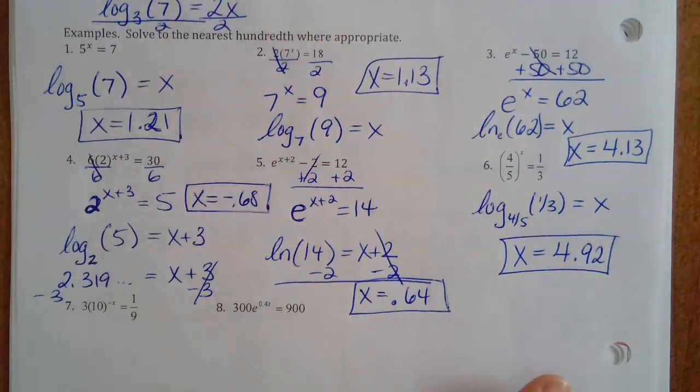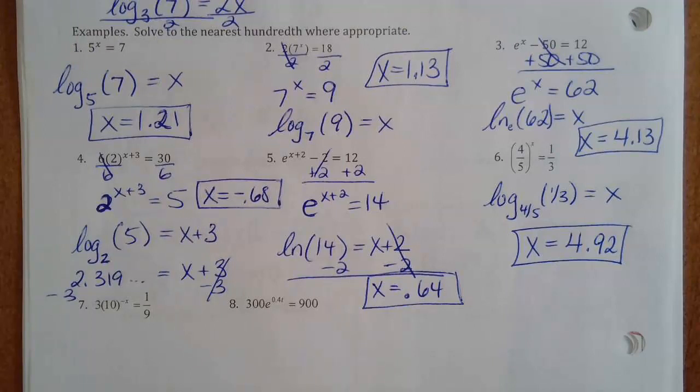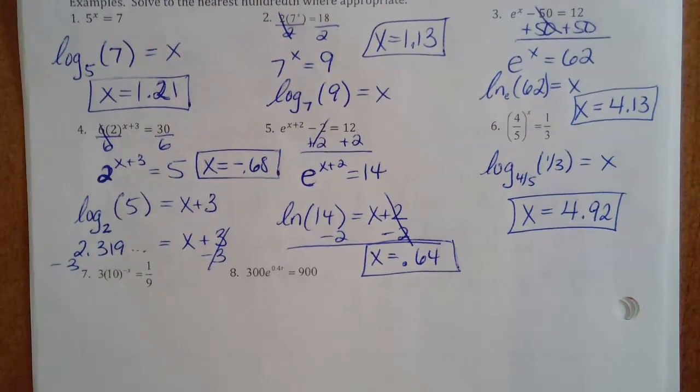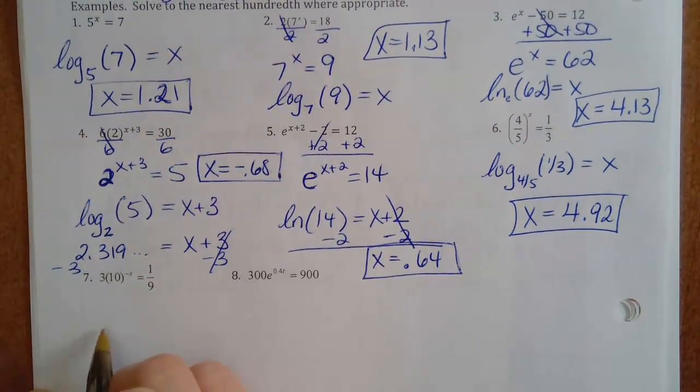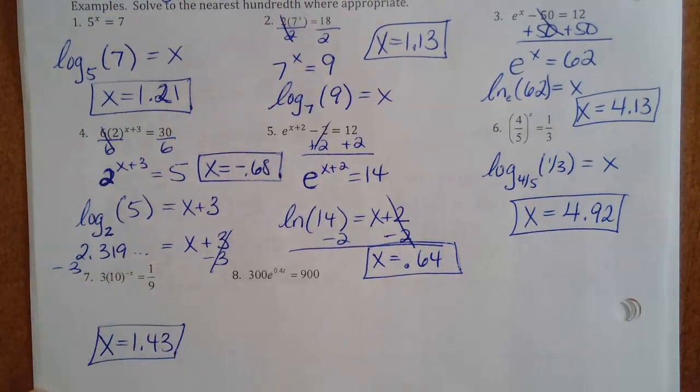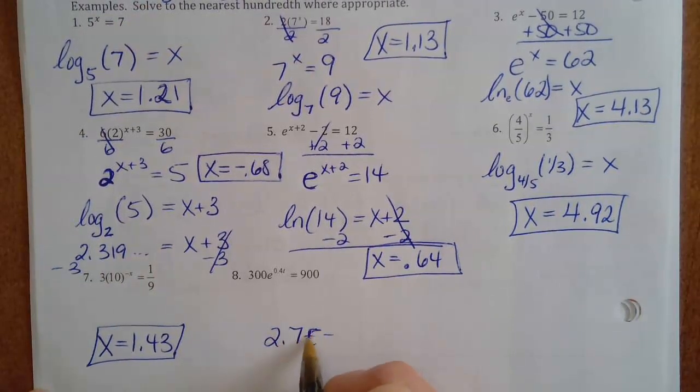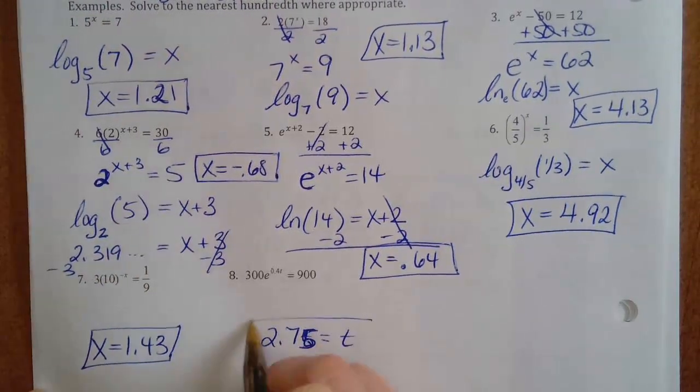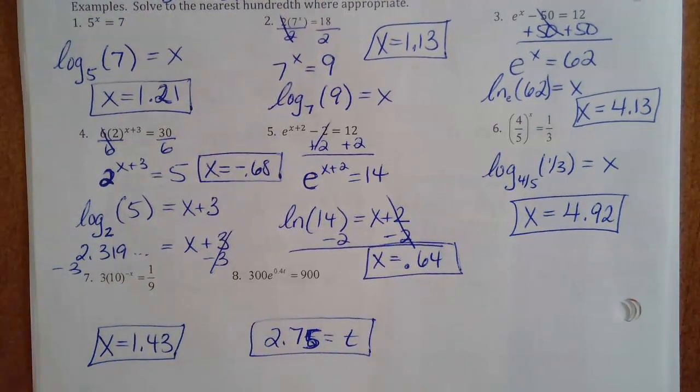All right, how about this? Pause your video and try 7 and 8, and I'll just tell you the answers in a minute. So pause the video, try it. All right, hopefully you're back. Here's what your answer should be for number 7, 1.43. And number 8 should be 2.75. 2.75 equals t. If you didn't get those, come see me in class.